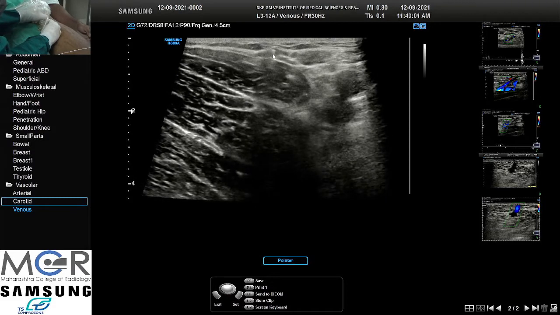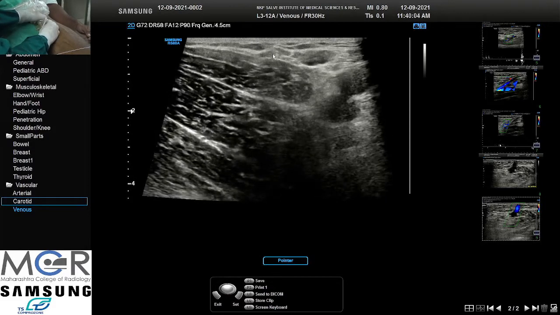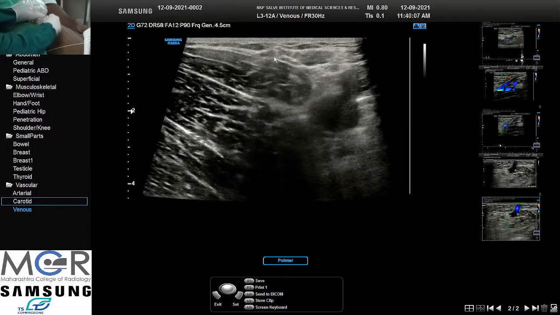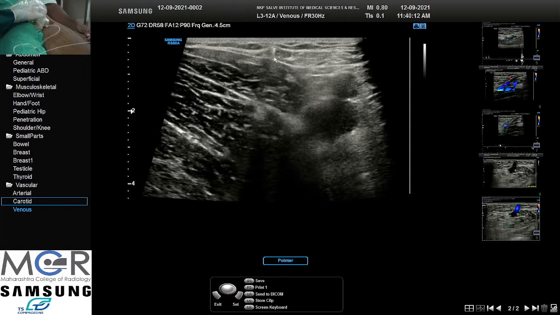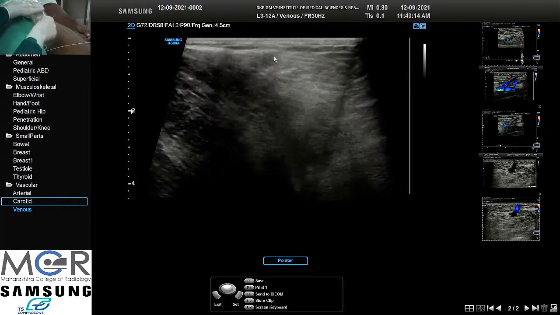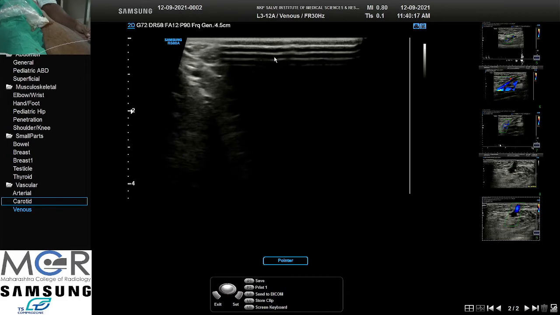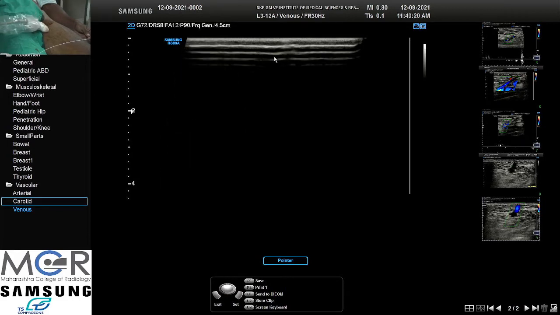Sir, inject. Not going in? Check this. Needle. Needle. Okay, not that, a smaller needle. I'll get this needle.